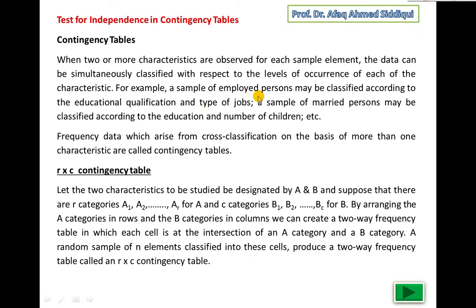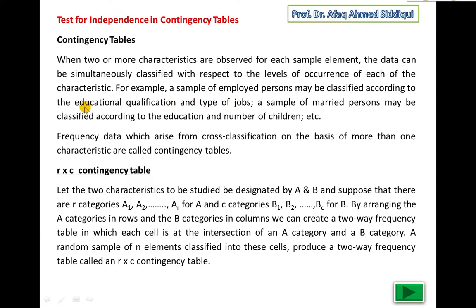You can study any two characteristics. For example, you can divide educational qualification into two categories, graduate and non-graduate. Type of job you can divide according to designations. But there are two variables of these employed persons. We test whether this variable and that variable are independent or not.